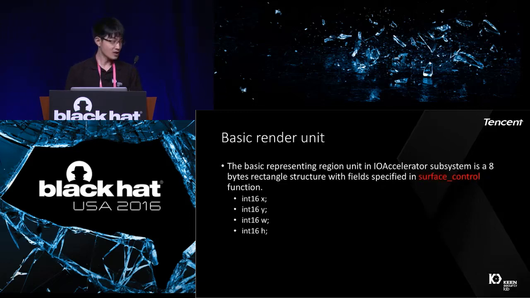And also, after these four basic functions, we also have a basic rendering unit, which is in the IO accelerator surface, but also in the IO accelerator subsystem. It is an 8-byte rectangle structure with a field specified in the surface control function. It's not hard to understand that to specify a rectangle and uniquely identify its location and size, you must provide the x coordinate, the y coordinate, and the width and the height of the rectangle.